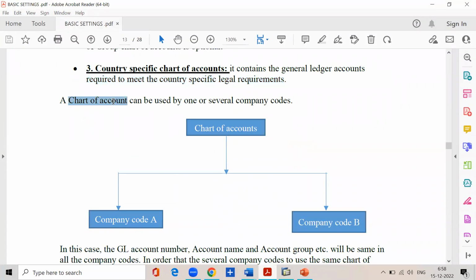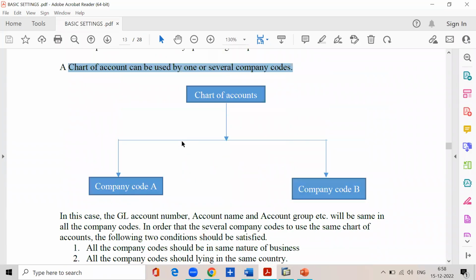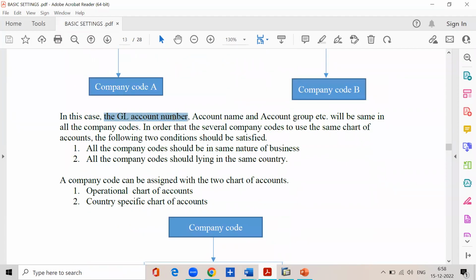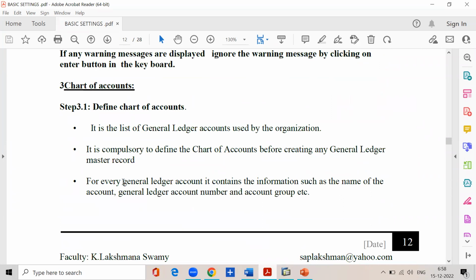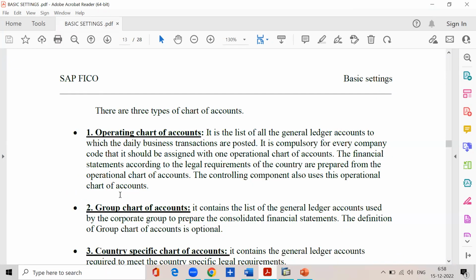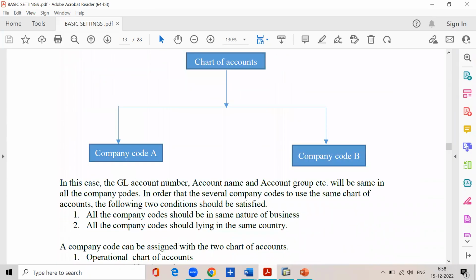Then a chart of accounts can be used by one or several company codes. Suppose you have company code A and company code B, right? Then both the company codes can use the same chart of accounts. In that case, the GL account number, account name, and account group, etc. will be same in all the company codes. Why? Because the chart of accounts contains information like GL account number, GL account name for every GL account, right? So when several company codes are using the same chart of accounts, that information will be same in all the company codes.